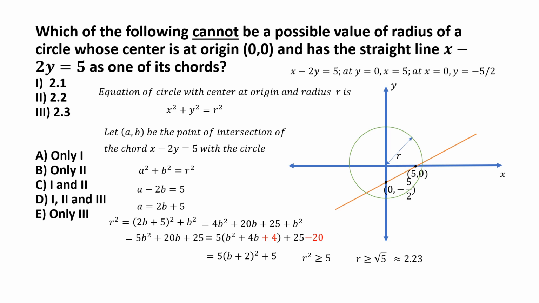So going through all the options from A through E, the correct choice seems to be option C, 1 and 2. So those cannot be possible values of the radius of the circle. The value in 1 is 2.1. The value given in 2 is 2.2. So these are the options, 2.1 and 2.2, that cannot be possible values of the radius of the circle.